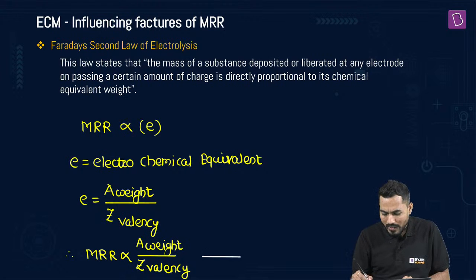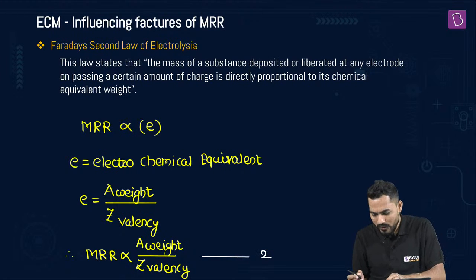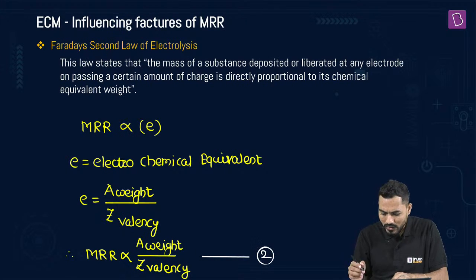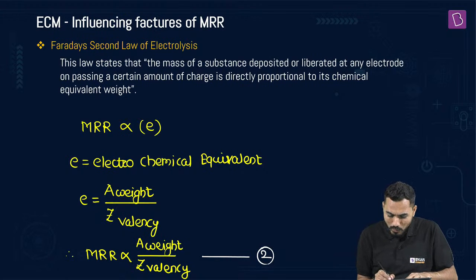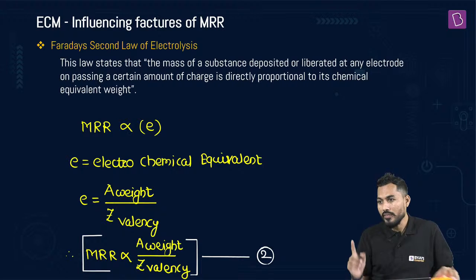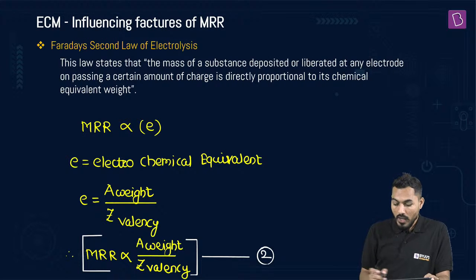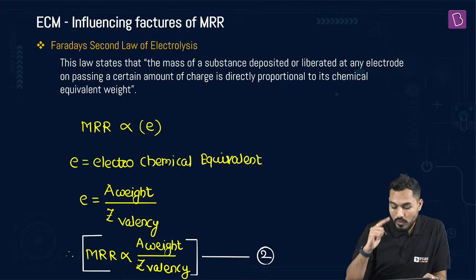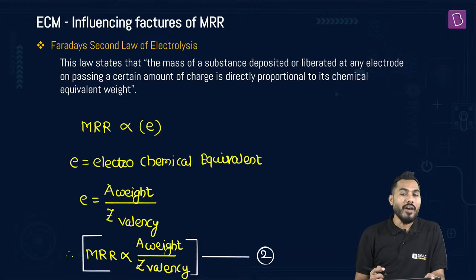Now, a number of students ask me a simple doubt here. Sir, how can you say that material removal rate is directly proportional to gram atomic weight and inversely proportional to the valency? You explain. And this is exactly the question that comes in the picture. Material removal rate is directly proportional to gram atomic weight and inversely proportional to valency.